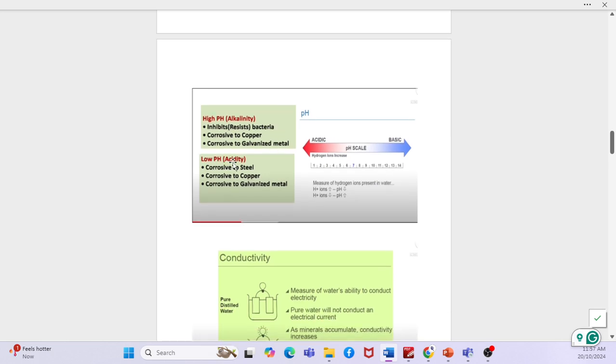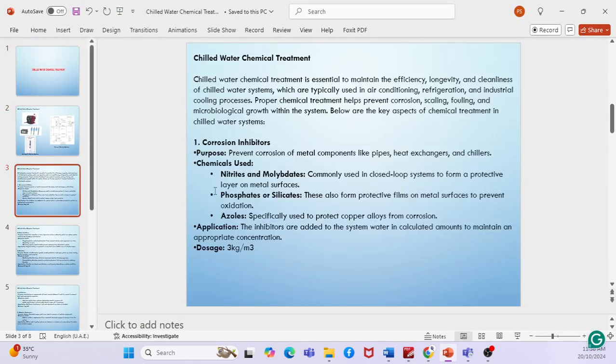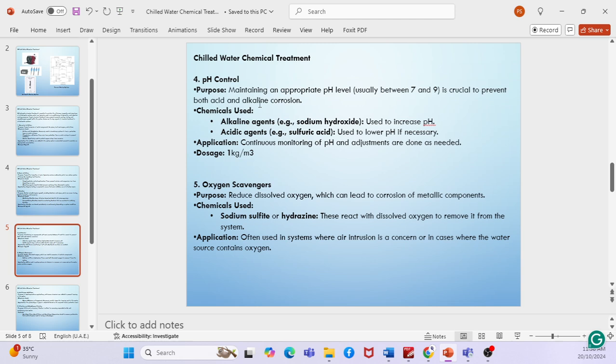Then if you have a low pH level, it is again corrosive to steel, copper, and galvanized metal. That is why we maintain the proper pH level in the system. That is why you are adding pH chemicals to control the pH level. If you see in the slide, to maintain the proper pH level, we are adding this type of chemicals.